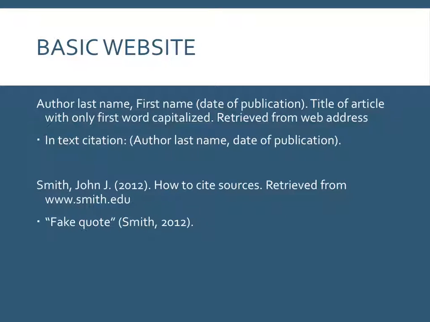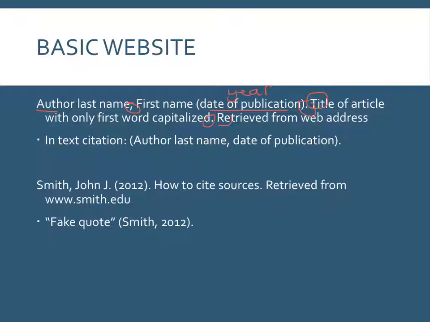Probably the most common type of source you'll use will be the basic website. You'll look for as much of this information as you can gather, and we'll talk about what ifs if you're missing some of this information on a future slide. Ideally, you'll find the author for your website, and so you do their last name, comma, first name, no punctuation here, date of publication in parentheses, and then the period. And you really only need the year here, so if they give you something more than that, you can just omit it. The title of the article with only the first word capitalized unless they're proper nouns.